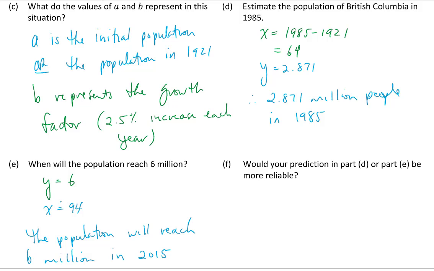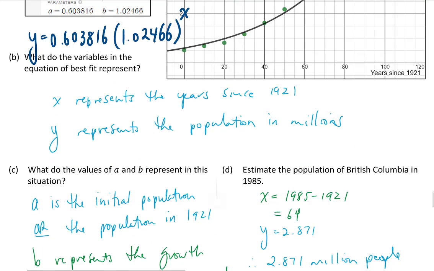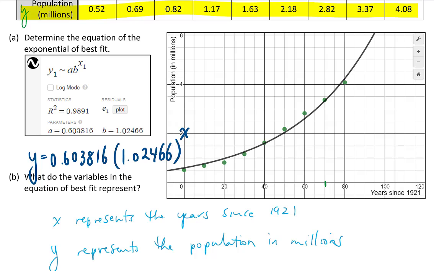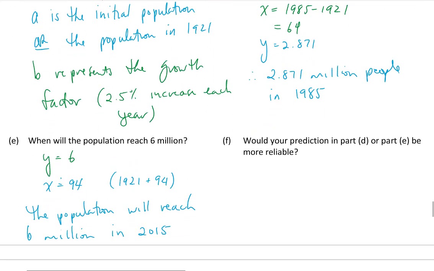So 1921 plus 94. Would your prediction in part D or E be more reliable? And this is based on extrapolating or interpolating the data. So for part D, well, we made a prediction within our data values, whereas for part E, we made a prediction outside of our data values. So part D would be more reliable.